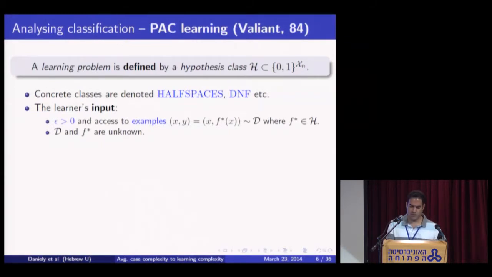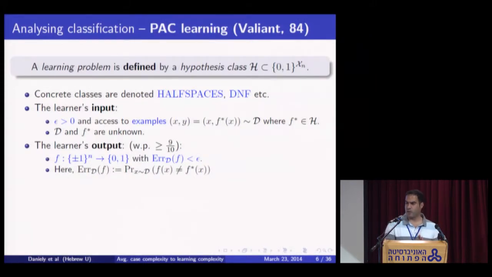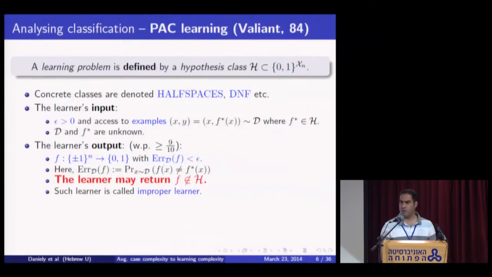The input to the learning algorithm is an error parameter epsilon and oracle access to random examples of the form (x, f star of x), where x is sampled from some unknown distribution D, and f star is some unknown function from H. And the output of the learning algorithm should be, with high probability, a function f from the Boolean cube to {0,1}, or more correctly, a polynomially sized description of such a function, with error less than epsilon.